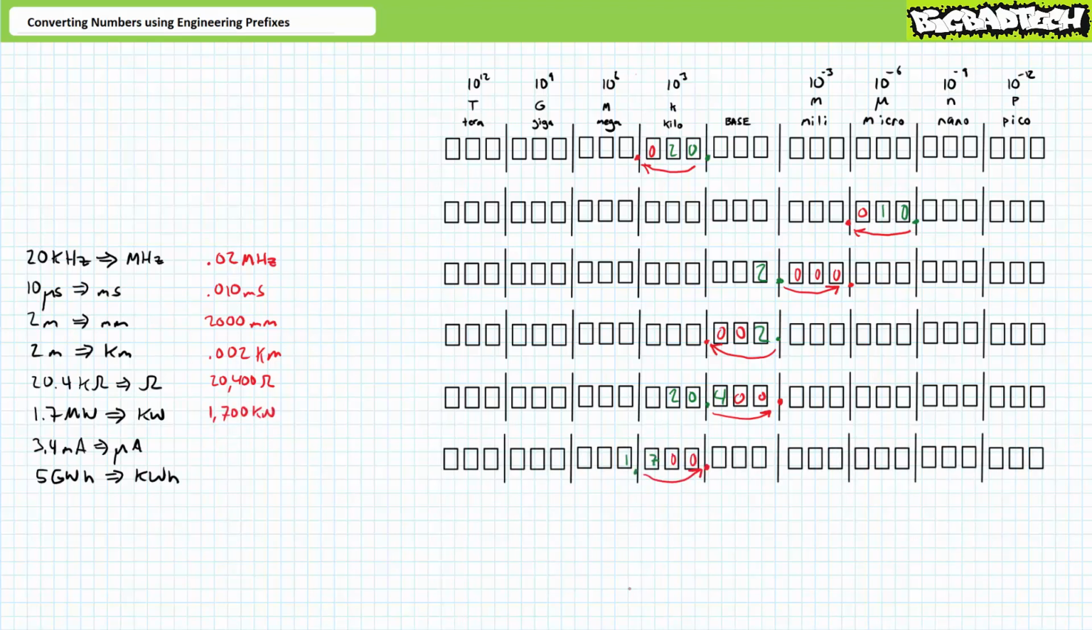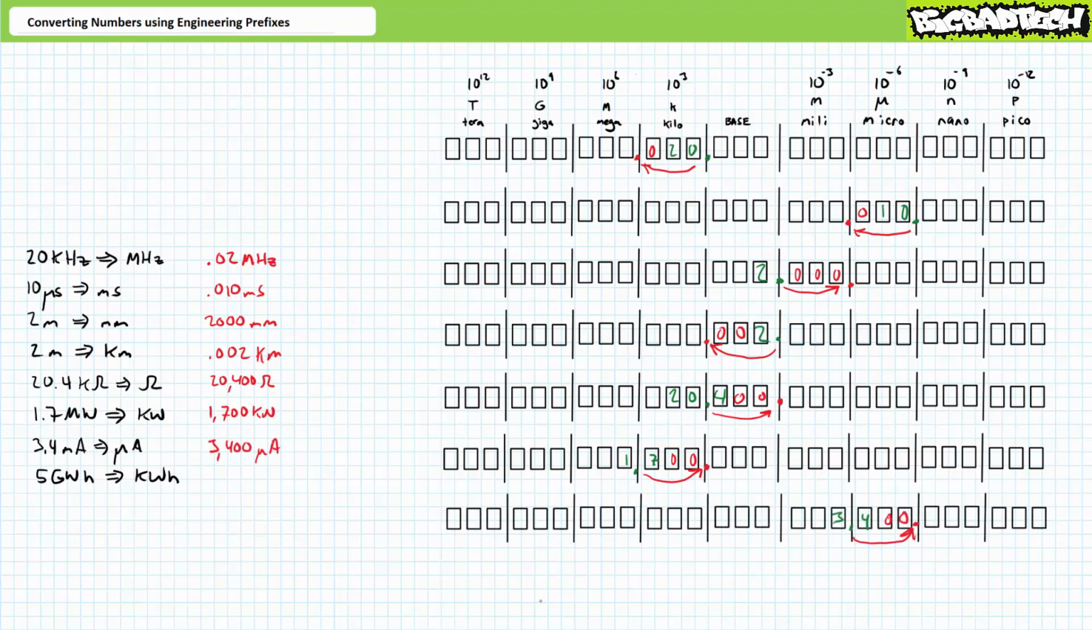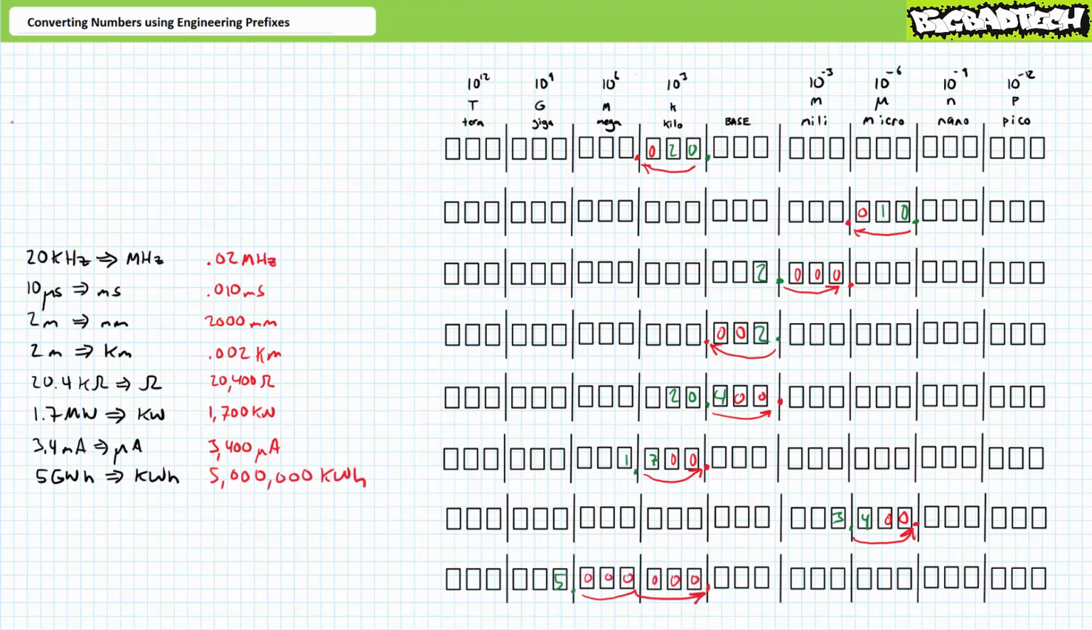1.7 megawatts is equivalent to 1,700 kilowatts. 3.4 milliamps is equivalent to 3,400 microamps. And 5 gigawatt hours is equivalent to 5 million kilowatt hours. All right, hopefully that went well with you.